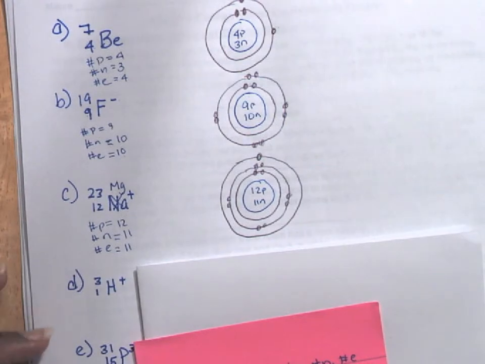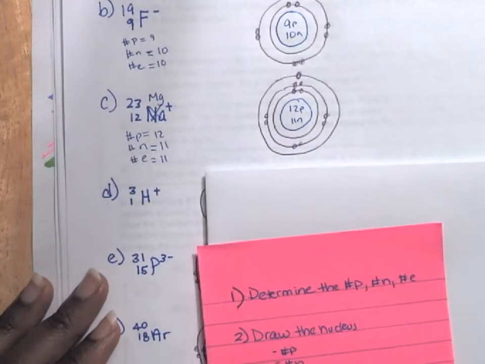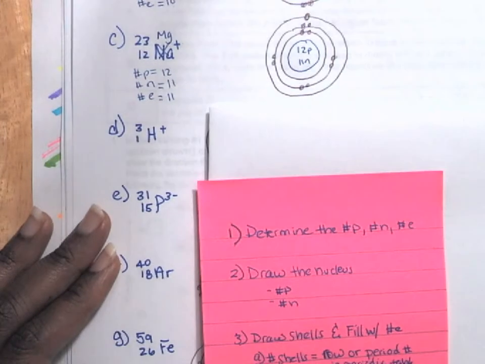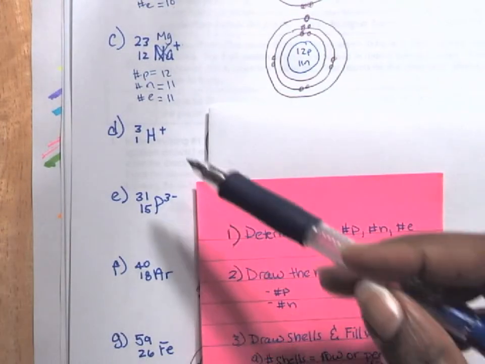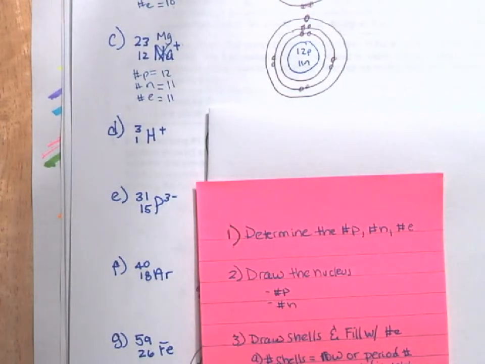Now what you're going to do is you're going to try these 3 here at the bottom. Oops. I want you to see those. So on a separate sheet of paper, write these down, and then try to draw their Bohr models. And when we come back together, I'll show you the answers.